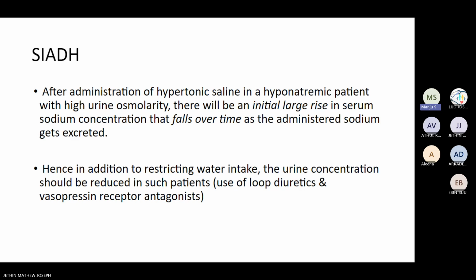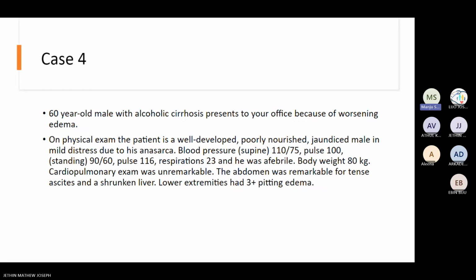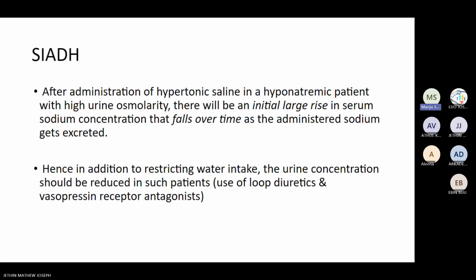But remember, because he's SIADH, you have to aggressively treat the cause, and also you have to consider the possibility of use of your vasopressin receptor antagonist. So tolvaptan is available for that. Tolvaptan is not used in the acute period, but to prevent this further drop that can happen, you can use tolvaptan.